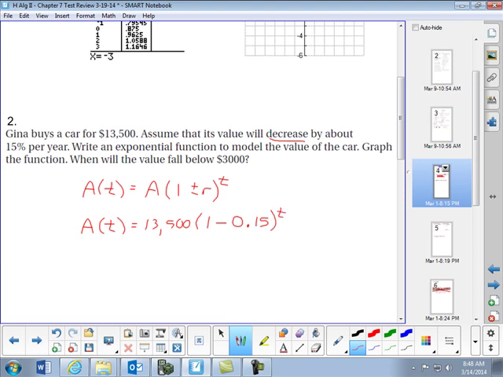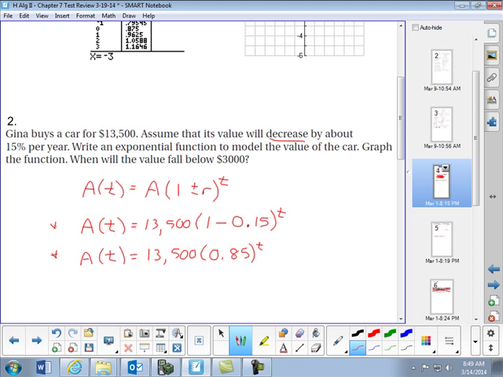I will accept one of two equations. I'll accept this equation, and I'll also accept, if you want to go ahead and subtract that value, you get 13,500 times 0.85 to the t or x power. Okay? So there's your model. So it says write an exponential model. Either one of these answers would be acceptable.